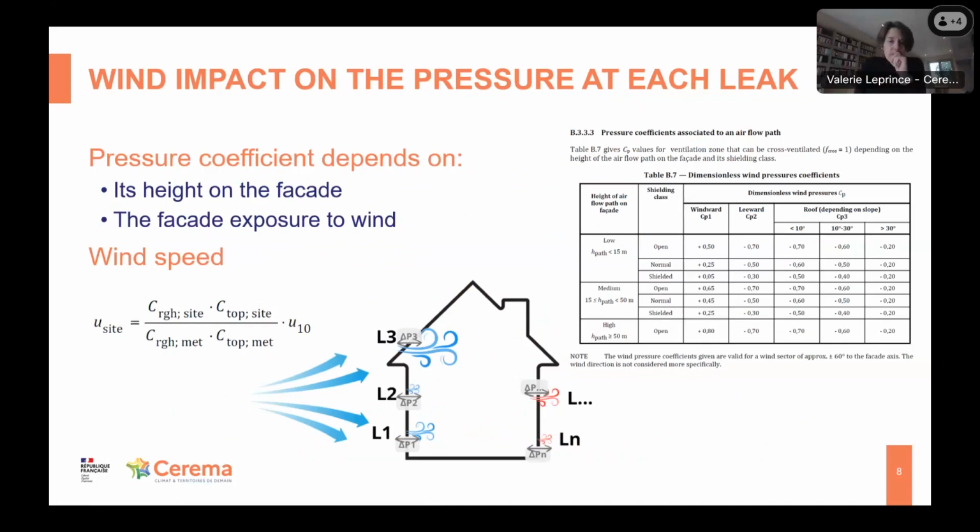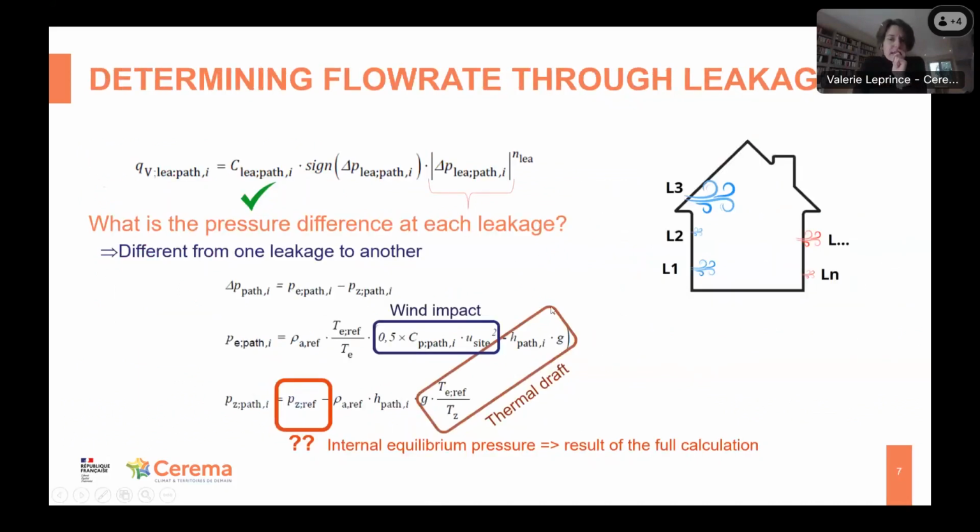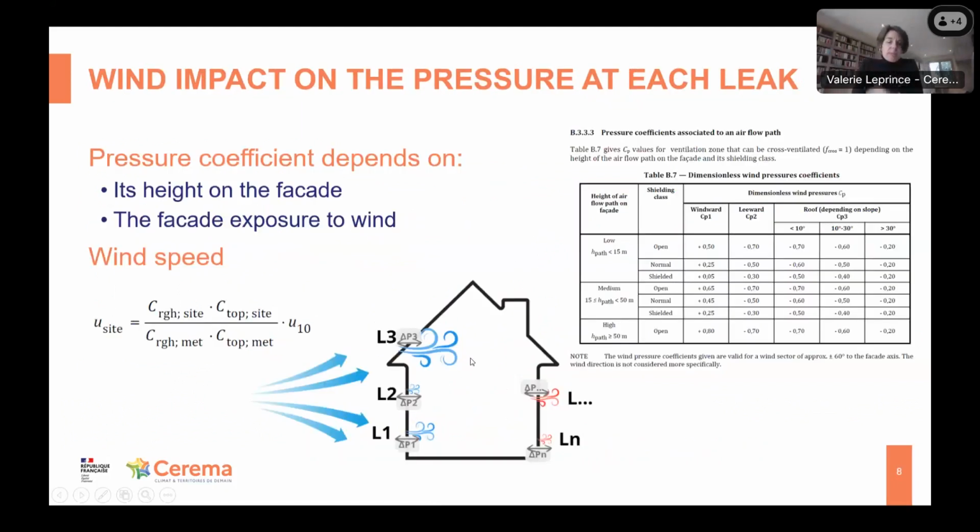So now the other thing that is not that easy to estimate is the wind speed. For the wind speed, usually in files you've got the meteorological wind speed, which is not the wind speed at the leak. It's the wind speed at 10 meters usually that you've got. So you need to convert it to a wind speed at the level of the building. It will depend on the roughness and the topography around the site and everything.